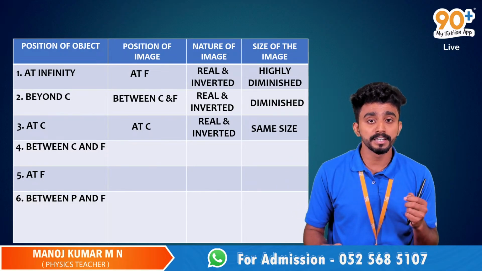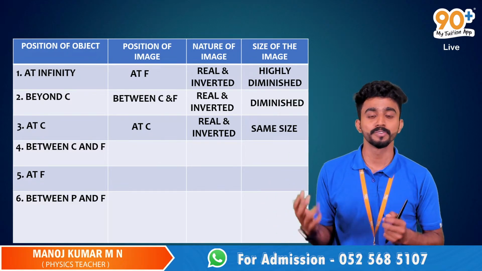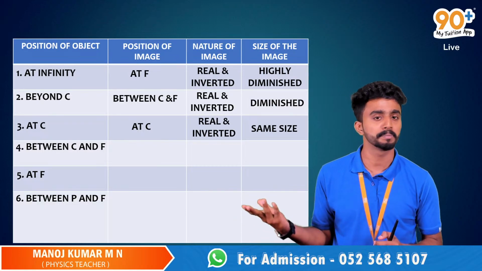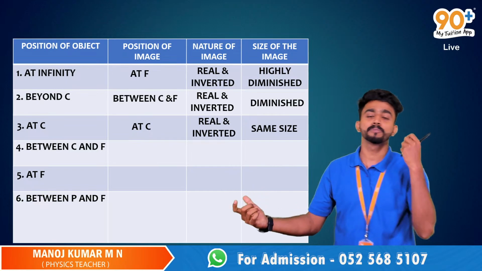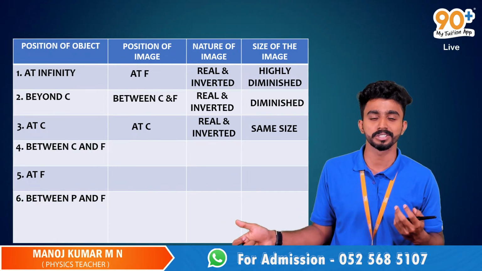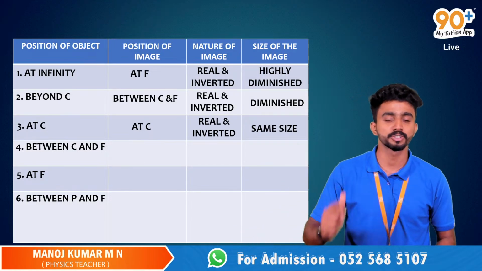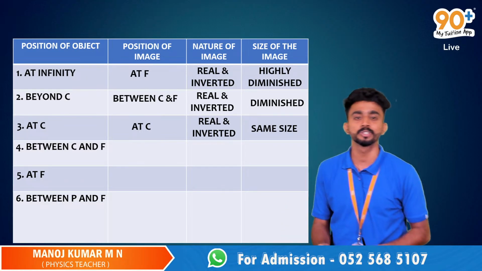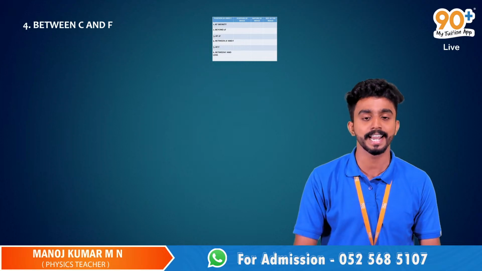Or else you will have a particular question asked directly: what will happen if we keep the object at C in the case of a concave mirror? We are learning image formation in the case of a concave mirror, right? So you should be aware of how we will get the image. You will also be asked to draw the image formation ray diagrams, so you have to learn the ray diagrams as well, as we are discussing them.